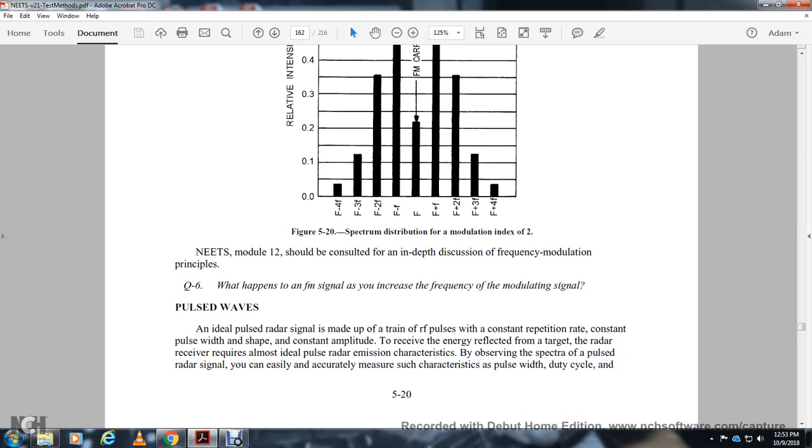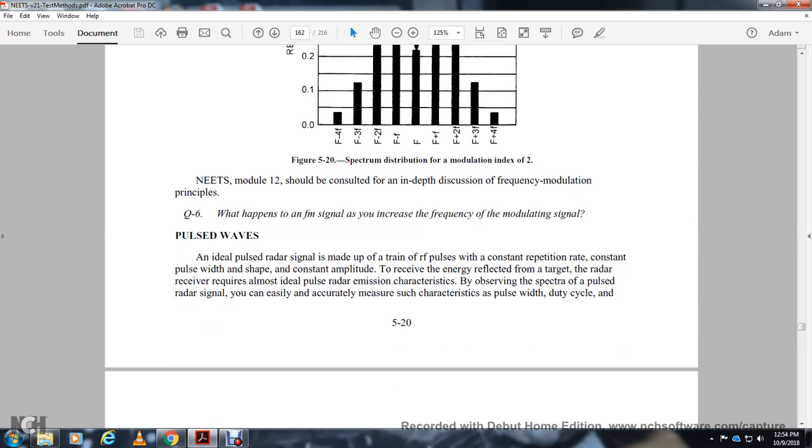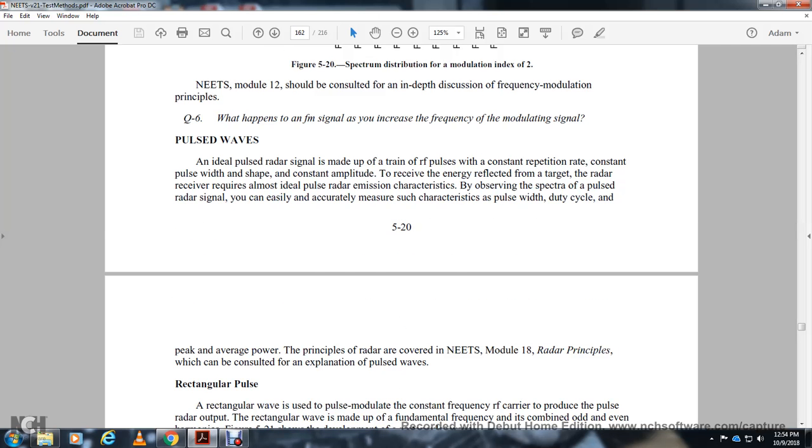Pulse wave. Ideal pulse radar emission is made up of a train of radio frequency pulses with a constant repetition rate and constant pulse shape with constant amplitude. The radar transmits the energy, which is reflected by the target, and the radar receives it. With the ideal pulse radar emission, the spectrum of the pulse radar signal allows easy and accurate measurement of the characteristics of the pulse, such as pulse width and duty cycle, and peak and average power. The principles of radar are covered in NEETS Module 18, Radar Principles.